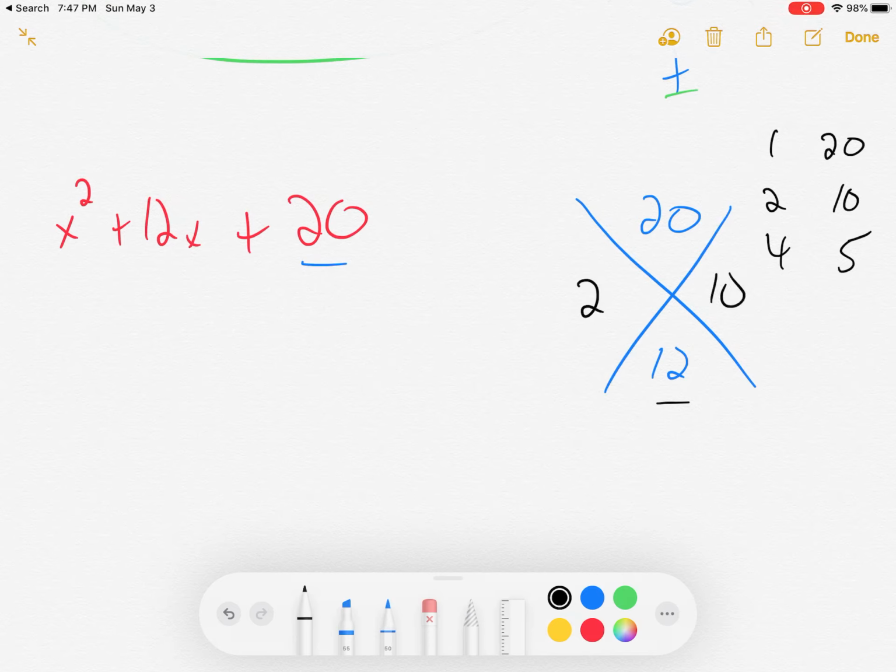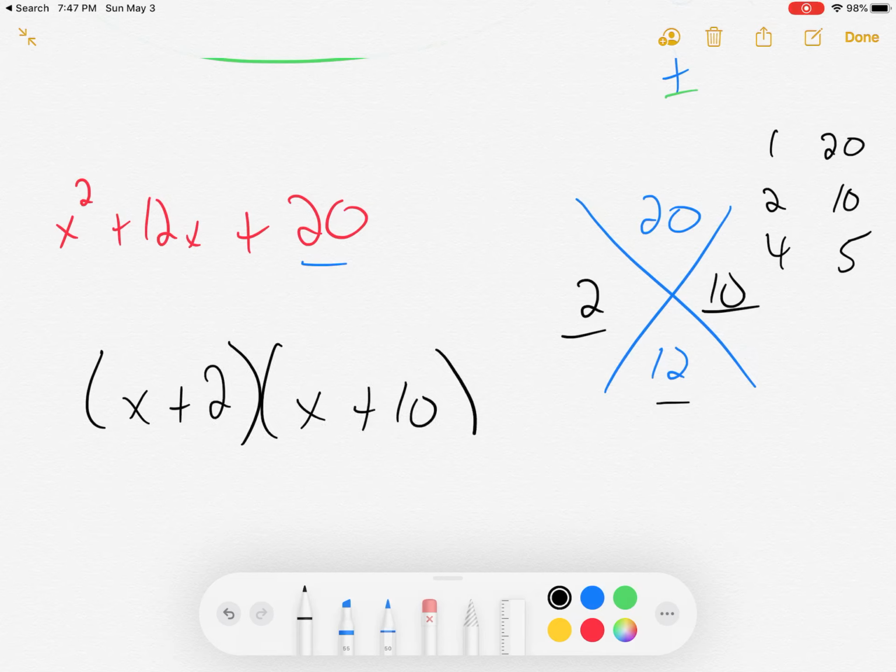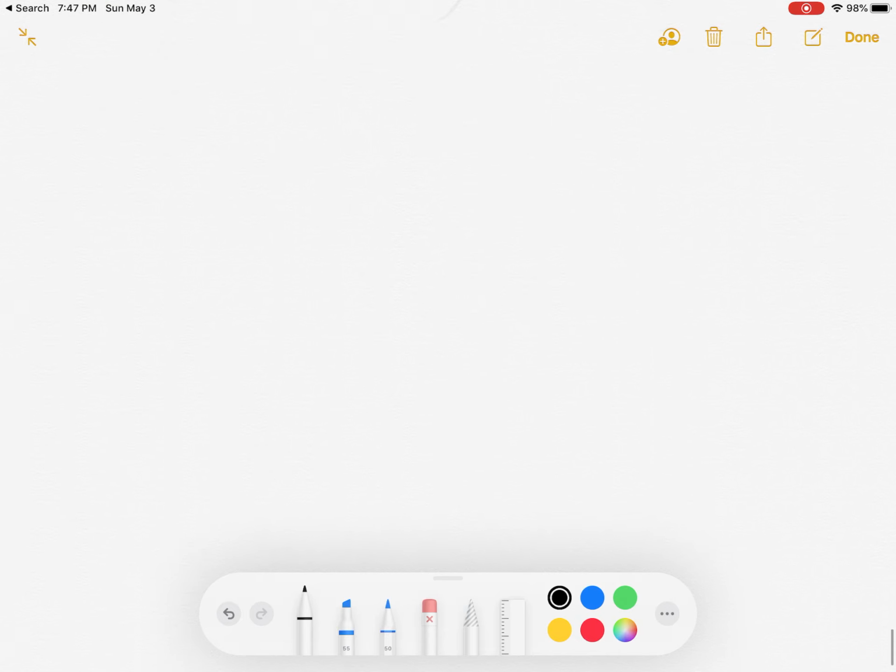2 and 10. So I'm going to say x plus, what's your first one? 2. x plus, what's your second one? 10. x plus 2, x plus 10. Final answer.